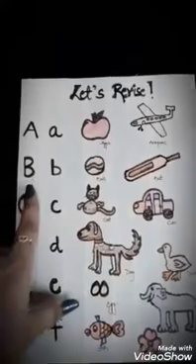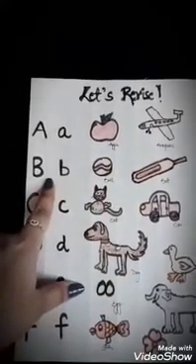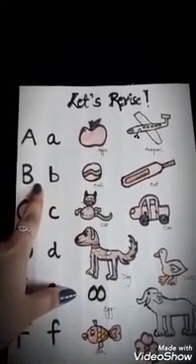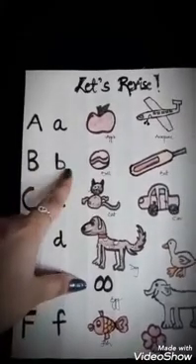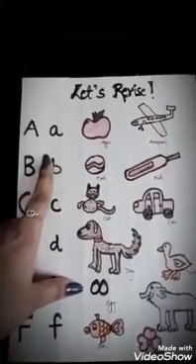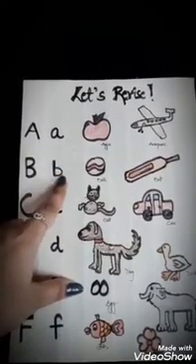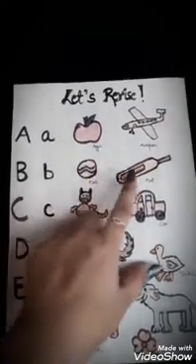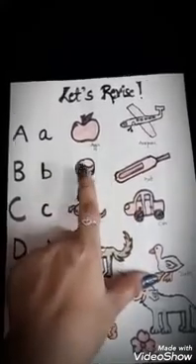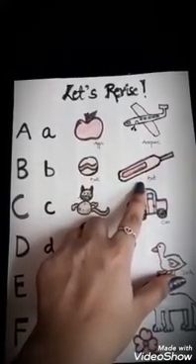Now we move to the next letter, that is capital B. This is capital B, and this is the small version, small b. What starts from B is B for ball and B for bat. This is ball and this is bat. Both start from the letter B.